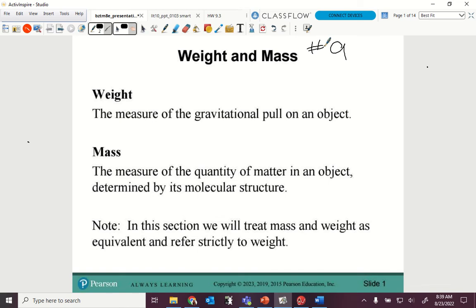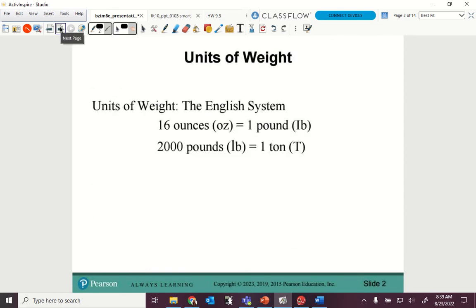All right, sections that treat mass and weight as equivalent refer strictly to weight. Now, units of weight: English system, or what's another one that we call this? Standard. Standard, thank you. Also standard. All right, good job. 16 ounces is 1 pound, okay? And 2,000 pounds is 1 ton. Now, let's see if you can tell me this real quick. How many grams are in an ounce?